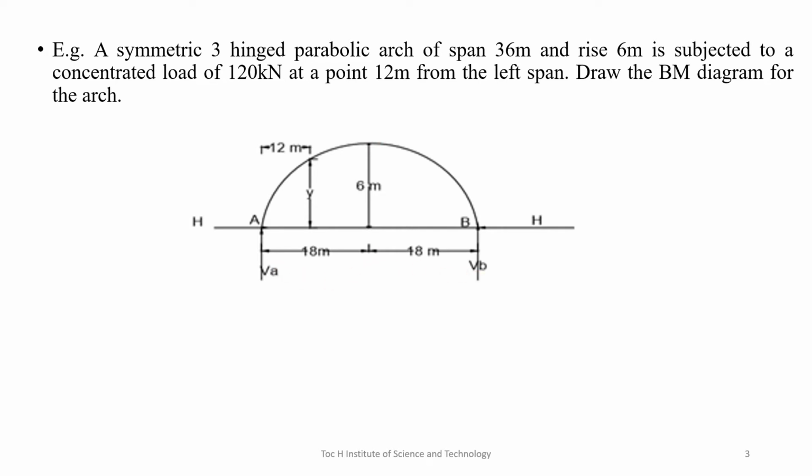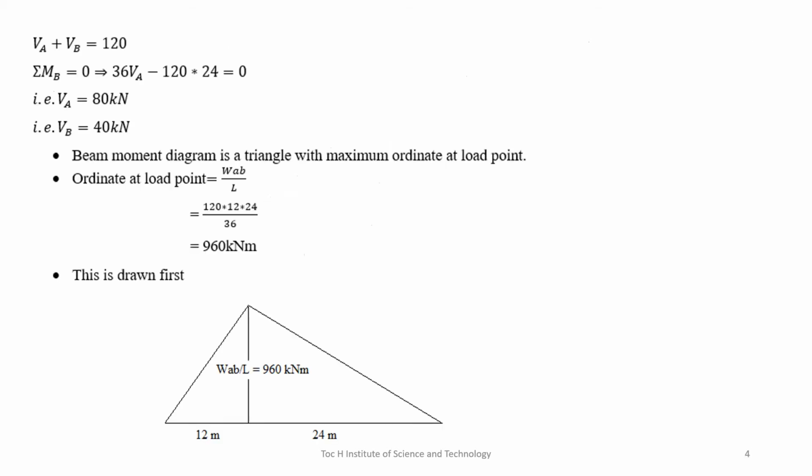To draw the bending moment diagram we have to find the support reactions VA and VB first, that is VA plus VB equal to 120. Then use sigma MB equal to 0, which implies VA equal to 80 and VB equal to 40 kilonewton. So now you have the values of VA and VB, so that you can draw the bending moment diagram.